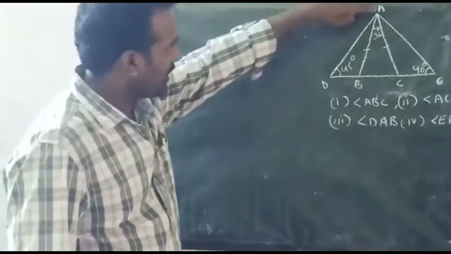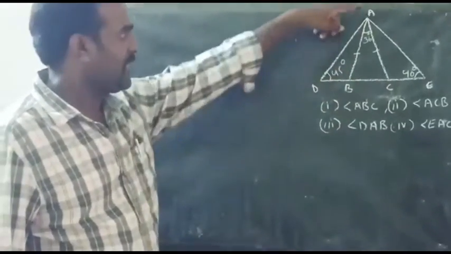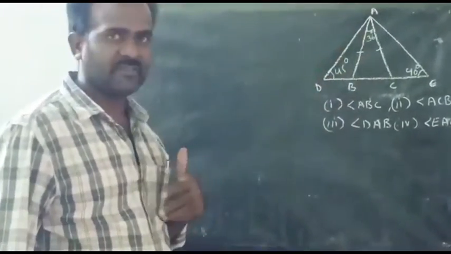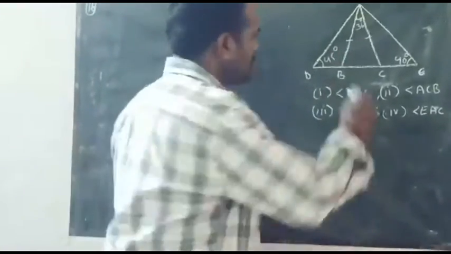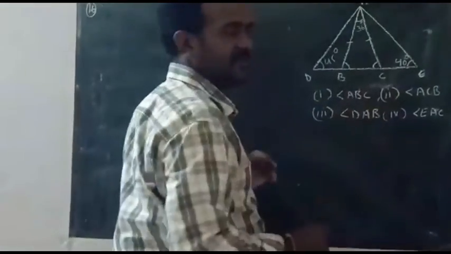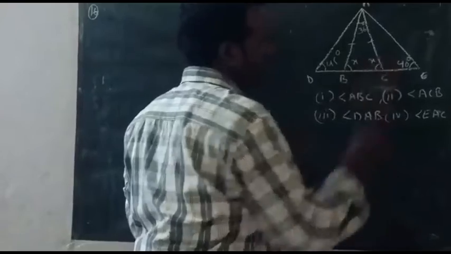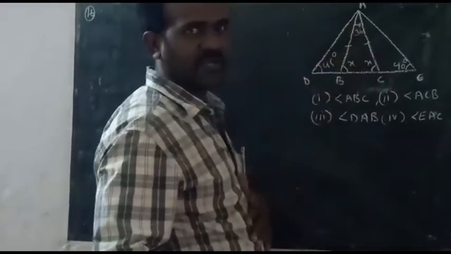See, angle ABC. AB is equal to AC is given. That means these two sides are equal. Base angles are equal or not? So this angle is equal to this angle. So this angle is equal to x, this angle also x. So the sum of these three angles is equal to 180 or not?